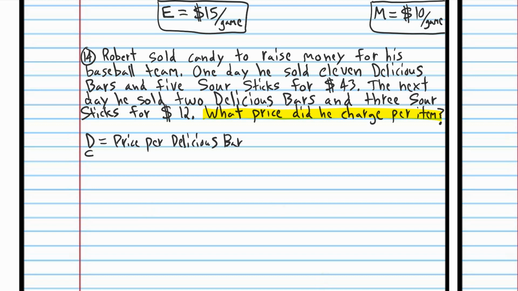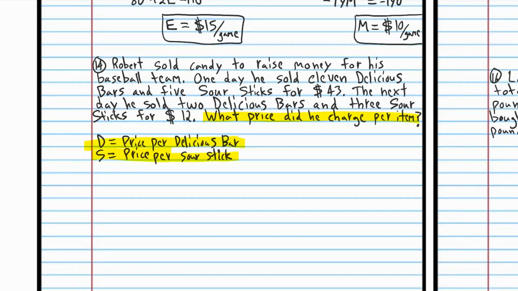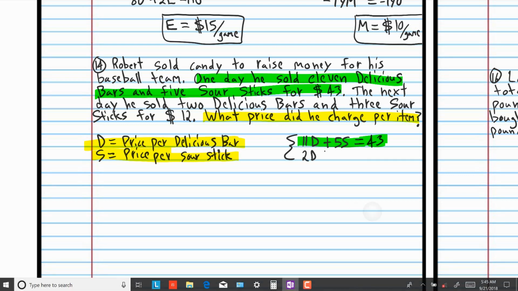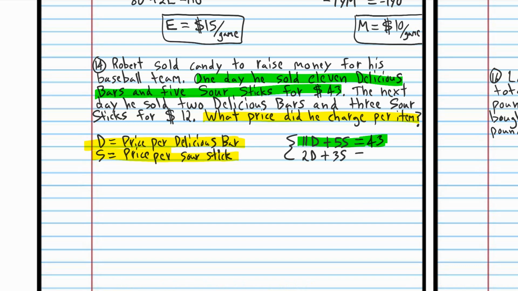And S is the price per sour stick. And now we can generate our system of equations. 11 delicious bars and 5 sour sticks for $43. And the next day he sold 2 delicious bars and 3 sour sticks for $12.